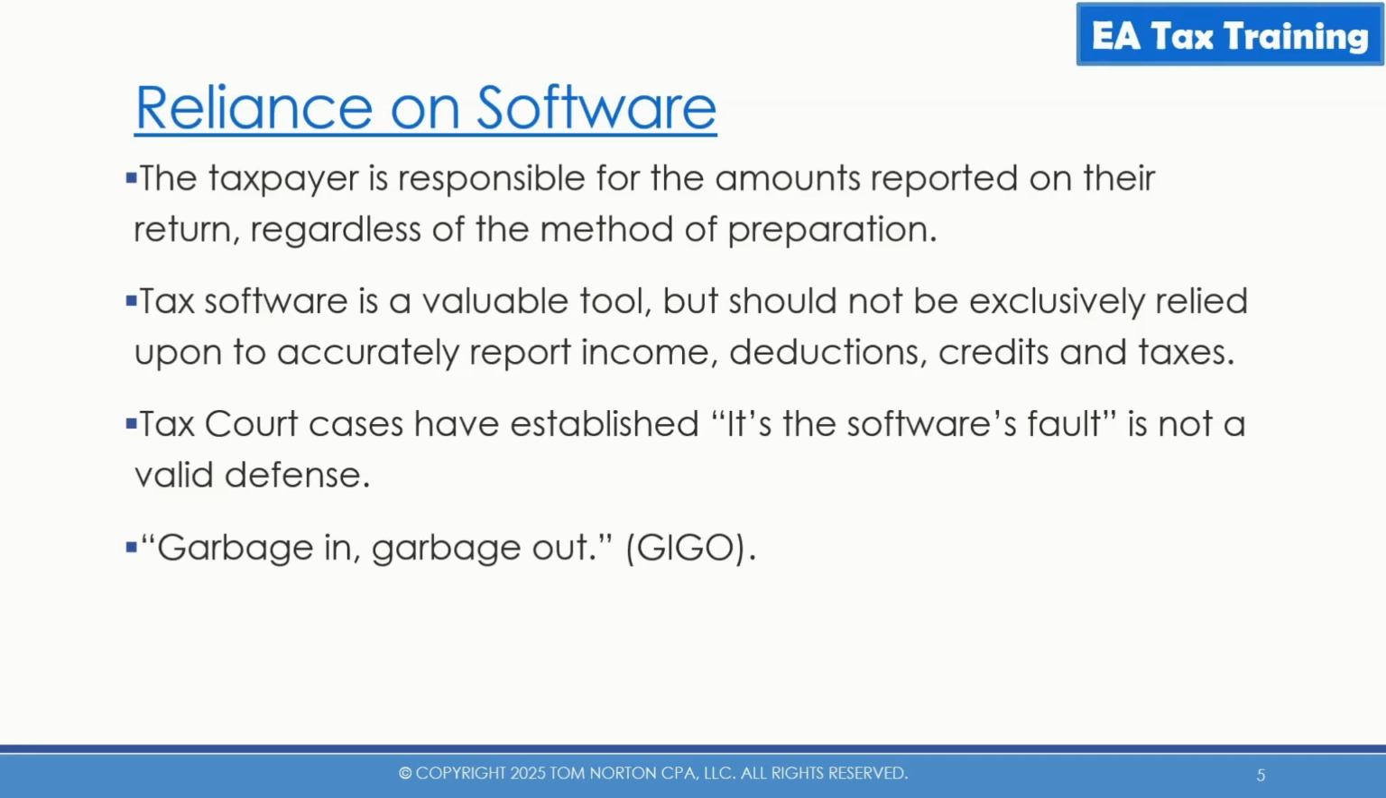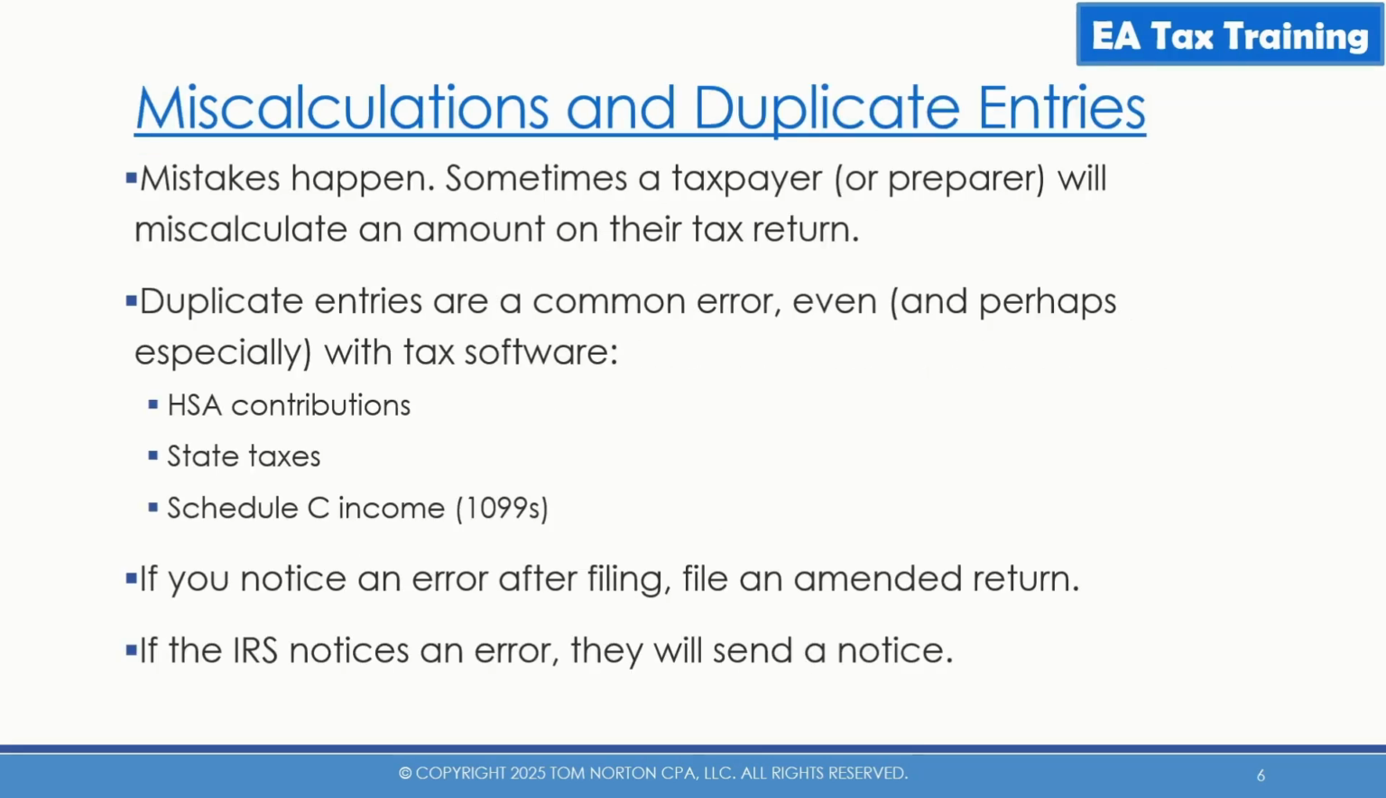And of course, anytime you're dealing with computers, you've got this old idea of GIGO, garbage in, garbage out. Doesn't matter how good the software is, if you're putting in bad information, you're going to get an inaccurate output from that software. No matter how hard we try, there are mistakes that are going to happen. Sometimes the taxpayer or even the preparer is going to miscalculate an amount on the return. They're going to put a wrong dollar amount into the software. They're going to duplicate an entry somewhere.